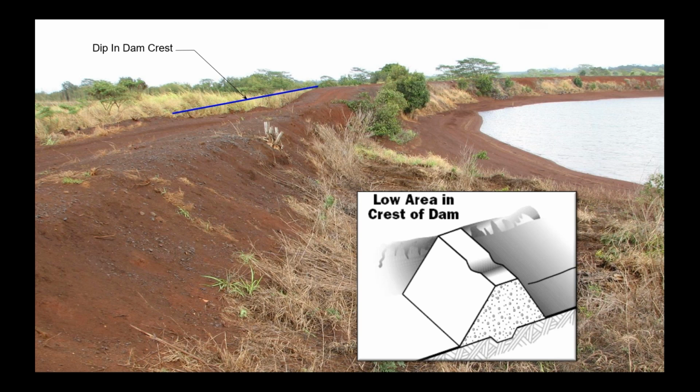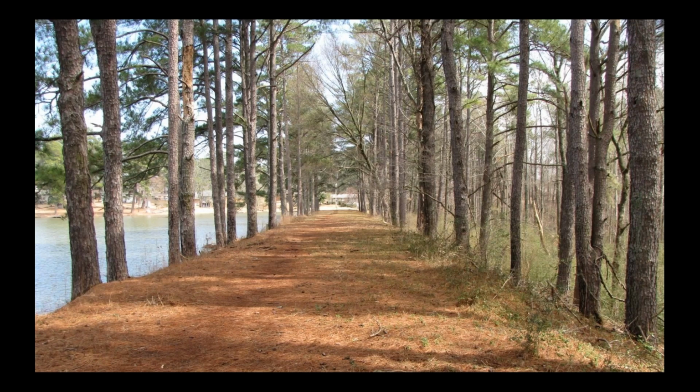So that's the first thing you would look at. But if you're inspecting the dam, now you're looking at the crest of the dam and you're saying, is there any low spots in the dam that could result in overtopping? So that'd be one thing to look at. Another thing is, how well maintained is the crest of the dam?